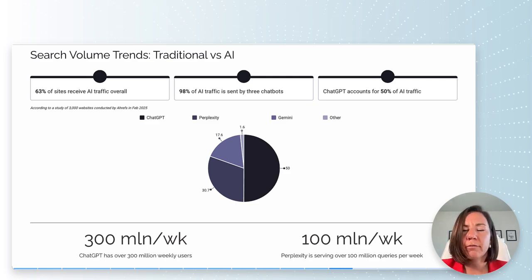98% of all AI traffic is sent by 3 chatbots. ChatGPT leading the pack accounts for 50% of all AI traffic. Perplexity is second, and then Gemini. Everybody else is really not playing a big role in it. ChatGPT has over 300 million weekly users. Perplexity is serving over 100 million queries per week. So these guys are big, cannot be ignored.